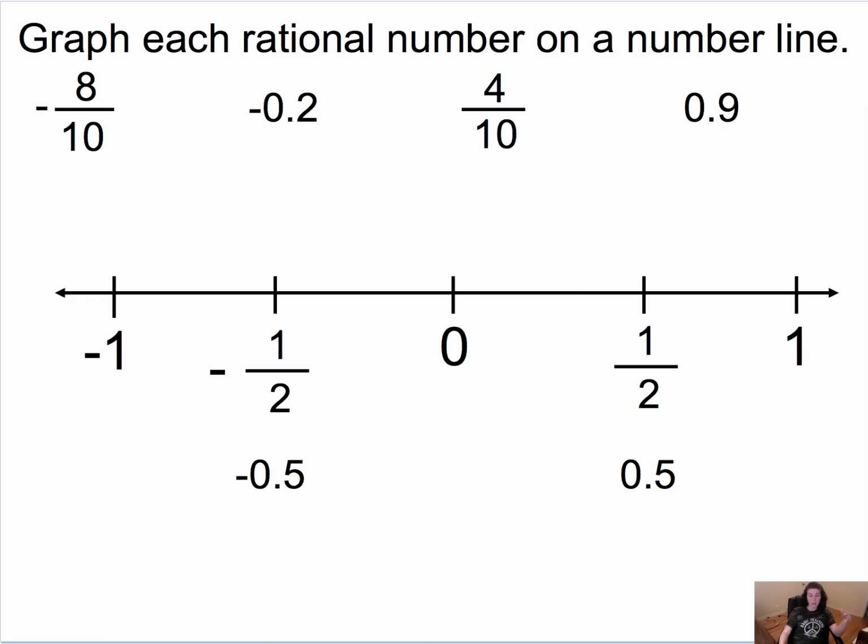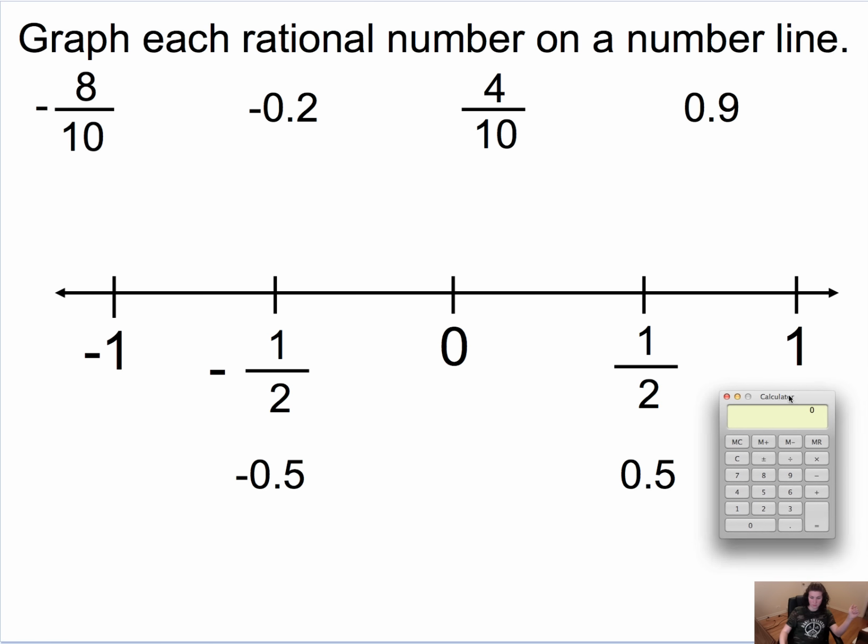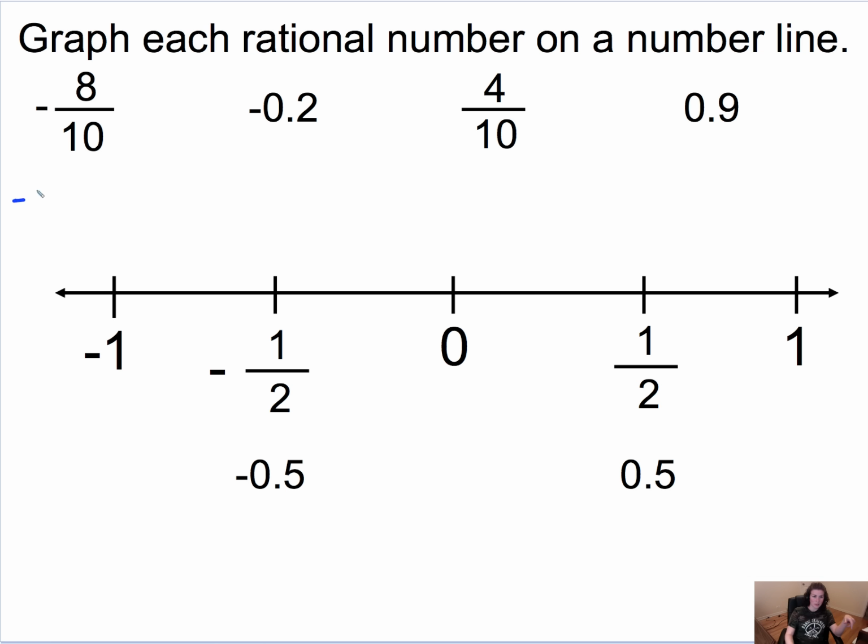So what I recommend is that you convert your fractions to decimals. So first let's graph -8/10. In order to convert this, here's my calculator. I'm going to take -8. Remember, I'm just changing a fraction to a decimal, so I'm dividing by 10, numerator divided by the denominator, and we get, in case you can't see that, negative 0.8.